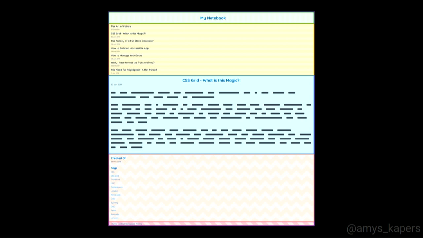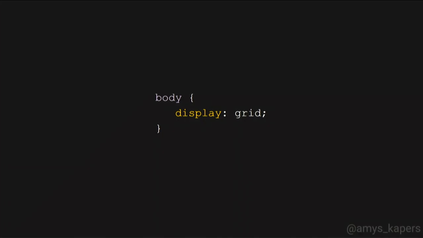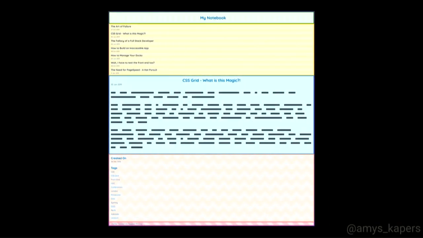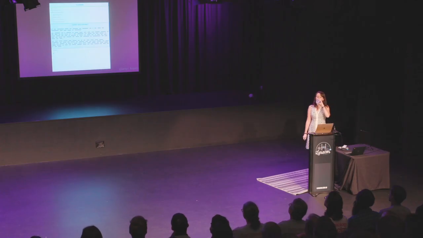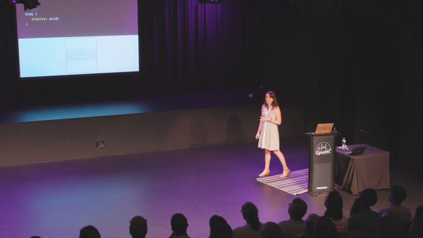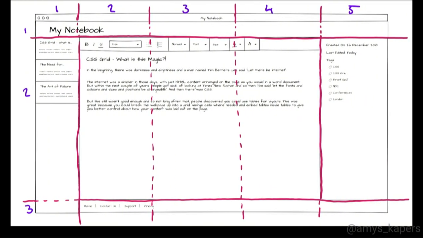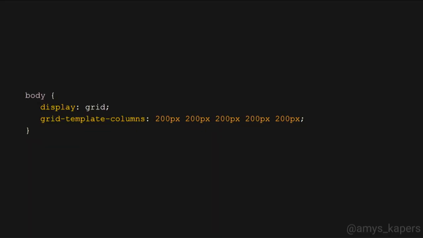And we're going to start off nice and easy and apply display grid to our body. And that kind of does nothing. Next, we're going to let the browser know what we want our grid to look like. So I've split our wireframe up into 5 totally equal columns and 3 rows. And so we're going to define our columns first using a CSS property called grid-template-columns. So we can go 200 pixels, 200 pixels, 200 pixels, 200 pixels, 200 pixels.